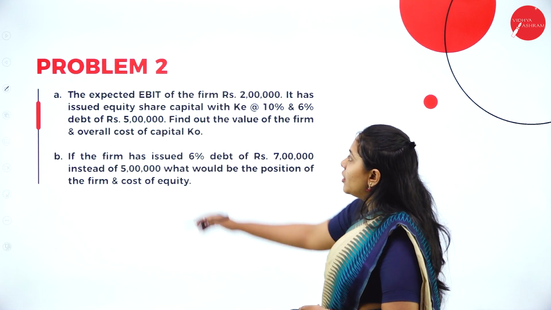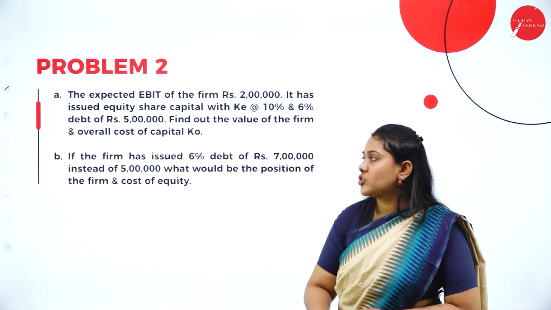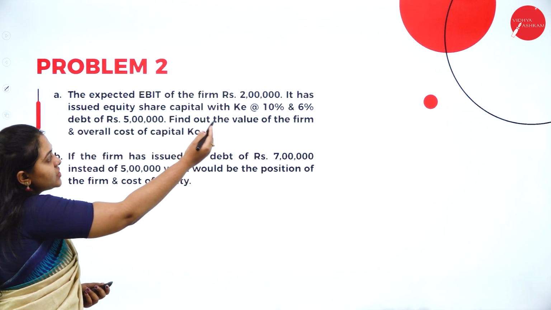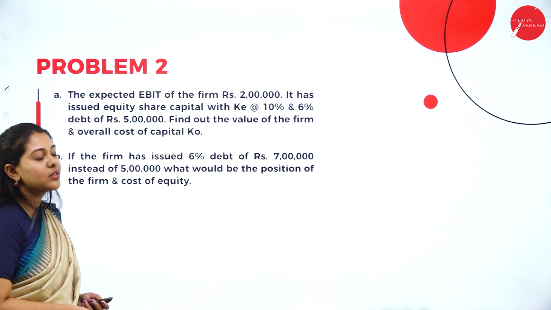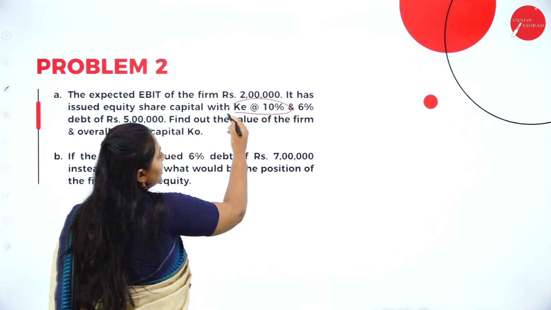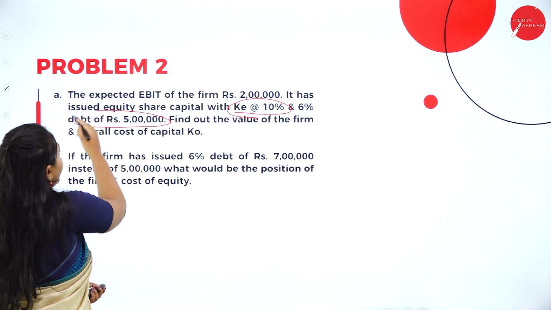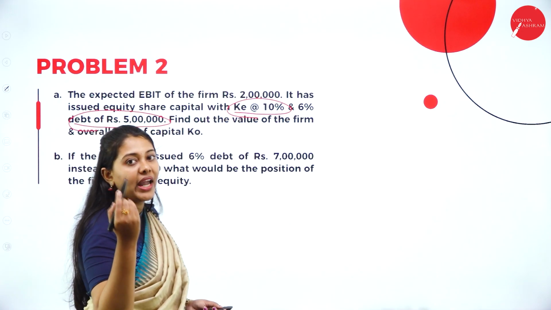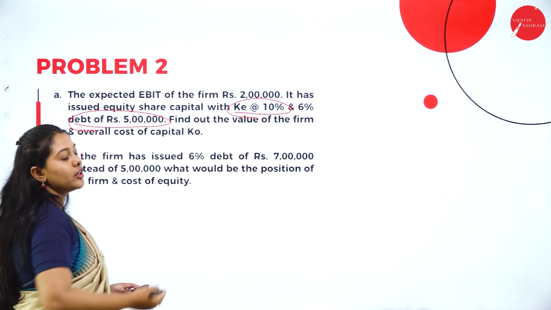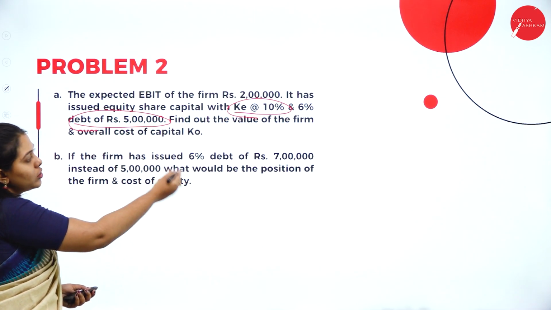Moving forward, problem 2. Let's read out the question. The expected EBIT of the firm is rupees 2 lakh. It has issued equity share capital with an equity capitalization rate of 10% and 6% debt of 5 lakh. The debt interest rate is 6%, the equity capitalization rate is 10% and your EBIT is 2 lakh. Find out the value of the firm and the overall cost of capital.